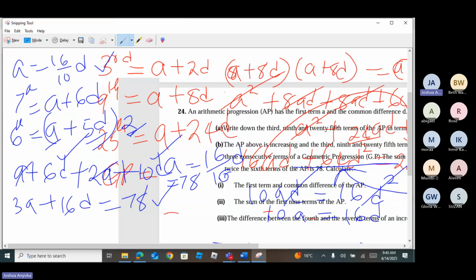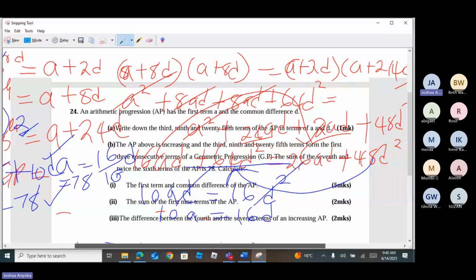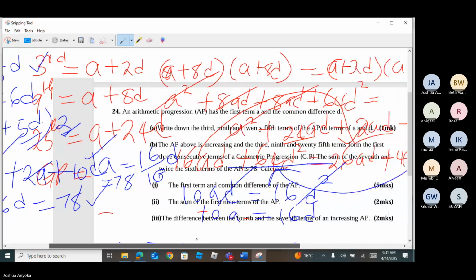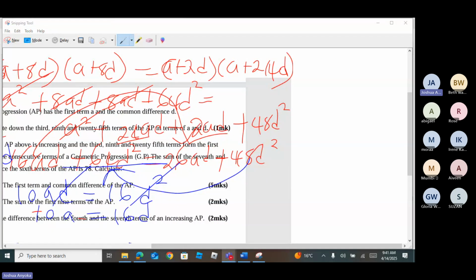Allow me to erase a few so that we make our working a bit less chaotic. Well, we have these two. From the first condition, where we are told that it forms the 3 consecutive terms of a GP, we worked out until we had A is equals to 16 over 10D. And from where we are told that the sum of the 7th and twice the 6th term is 78, we have 3A plus 16D is equals to 78. So we have two equations.